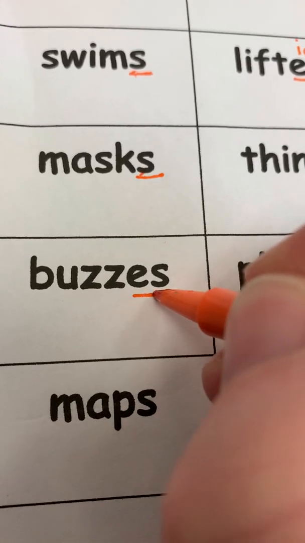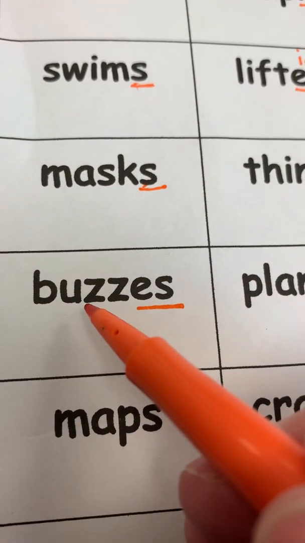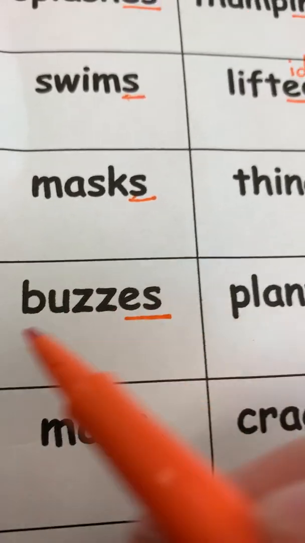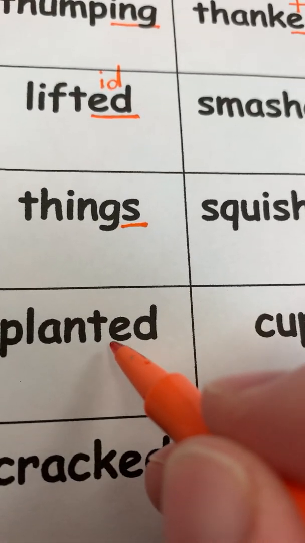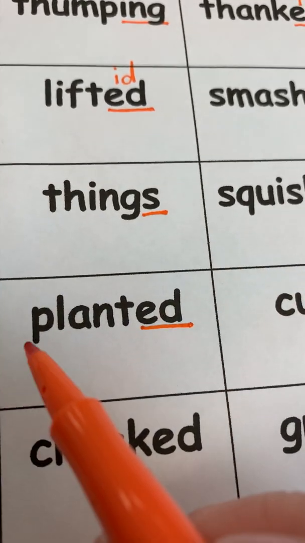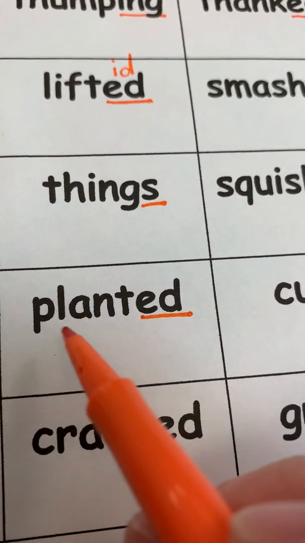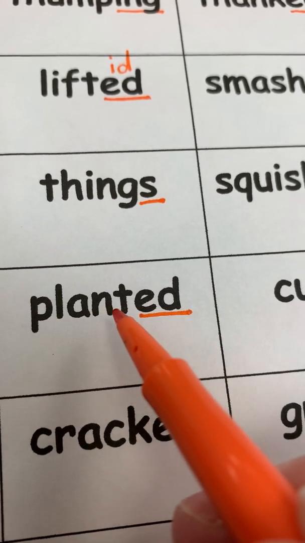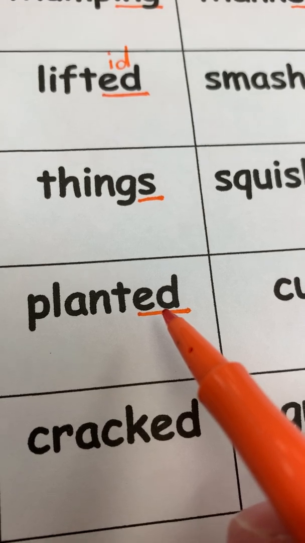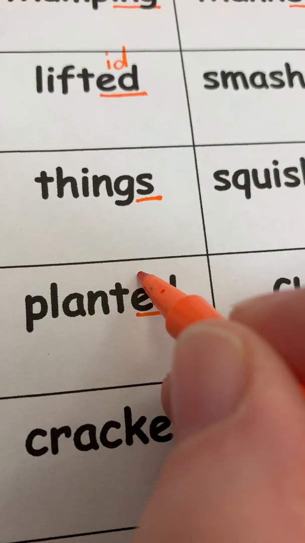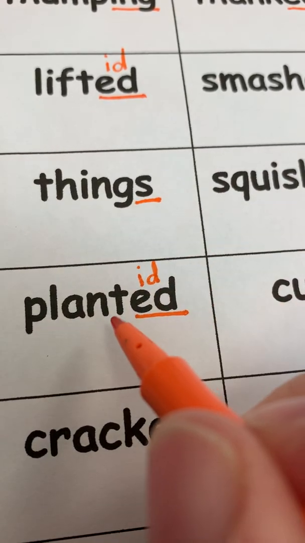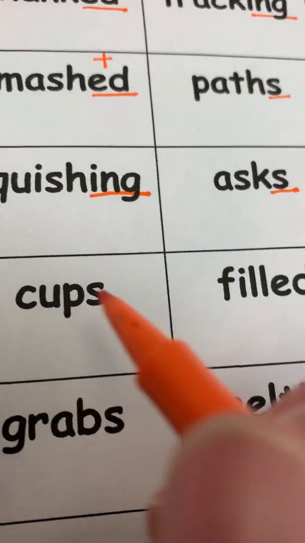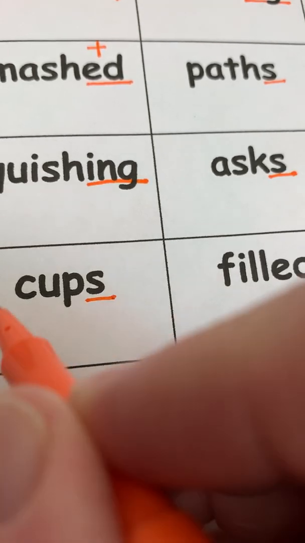Underline the es. Here we go. There's our slide. Buzz, buzzes. Plan, plant. There's our root word. Plant. I think it's going to say id. Planted. By the way, anytime there's a T before the ed, it is going to say id. Planted. All right, let's underline the s.